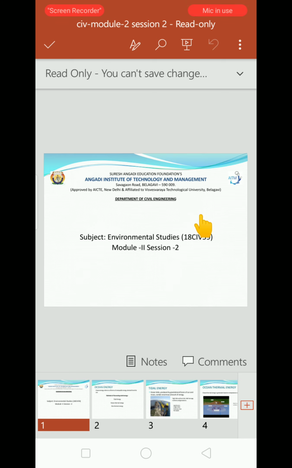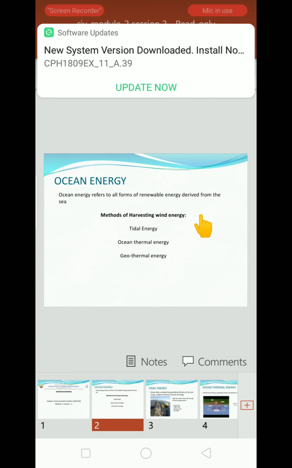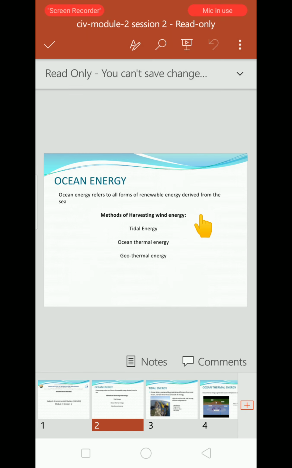Okay, so we know that the ocean covers more than 70% of the earth's surface, and this 70% of the earth's surface acts as the world's largest solar collector. How? The sun's heat warms the surface water more compared to the deep ocean water, and this temperature difference creates thermal energy in the oceans, and just a small portion of the heat which is trapped in the ocean could power the world.